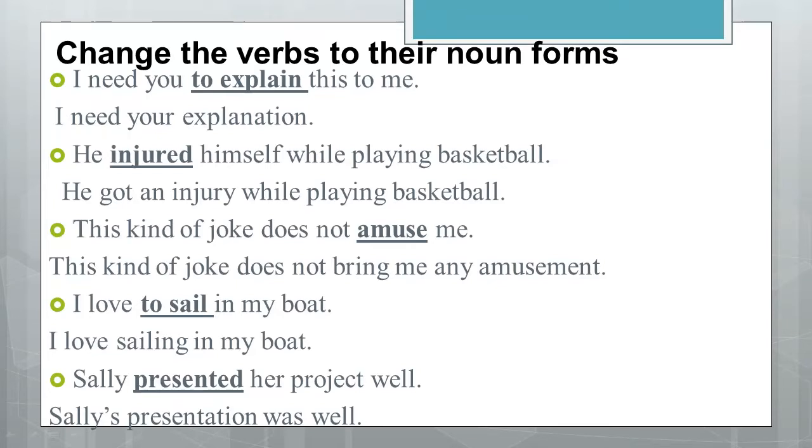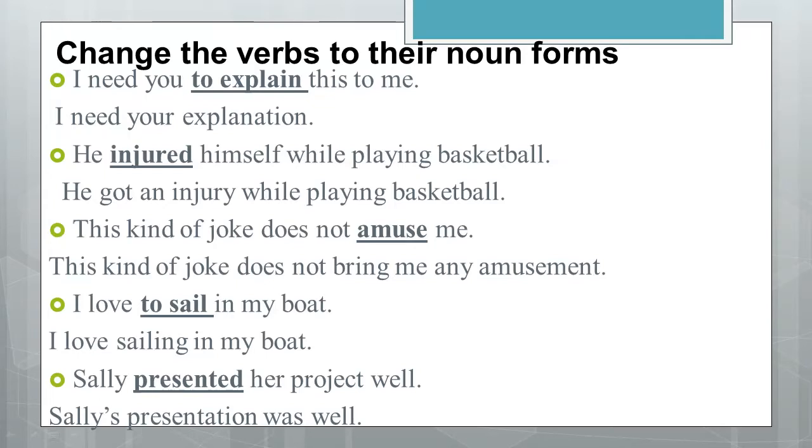Sentence number 5. Sally presented her project well. Noun to this verb is presentation. Put it into the sentence. It would be, Sally's presentation was well.